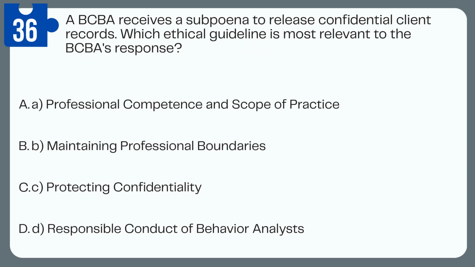Question 36. A BCBA receives a subpoena to release confidential client records. Which ethical guideline is most relevant to the BCBA's response? A. Professional competence and scope of practice. B. Maintaining professional boundaries. C. Protecting confidentiality. D. Responsible conduct of behavior analysts.